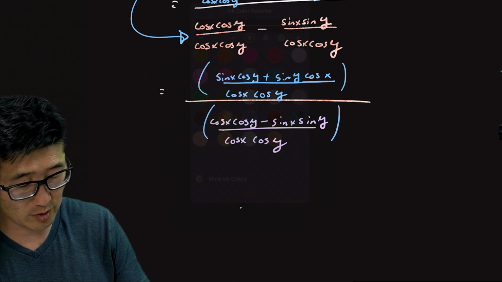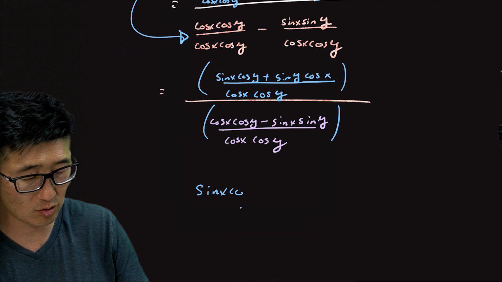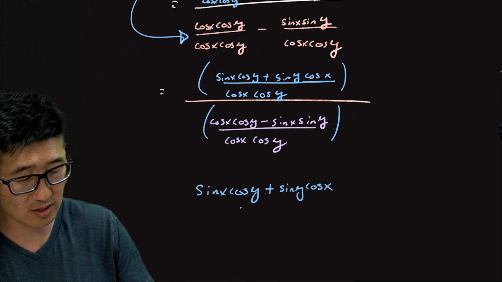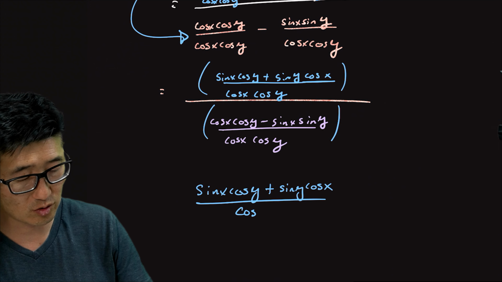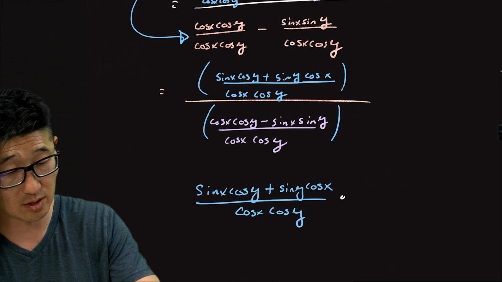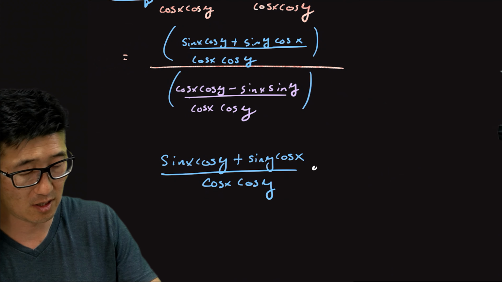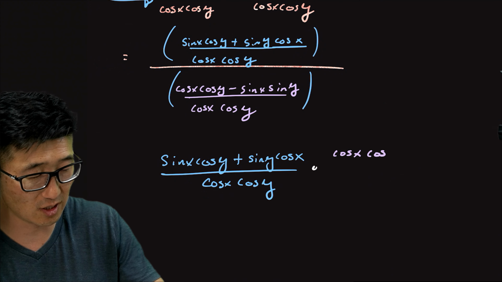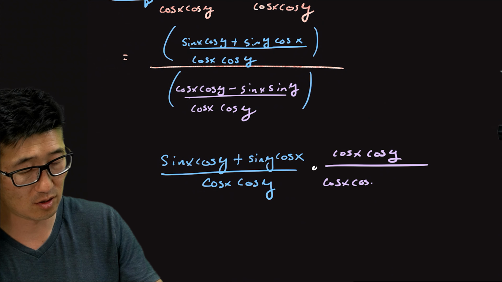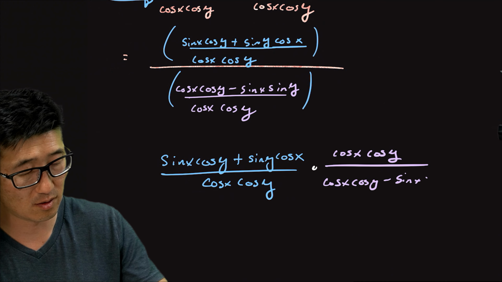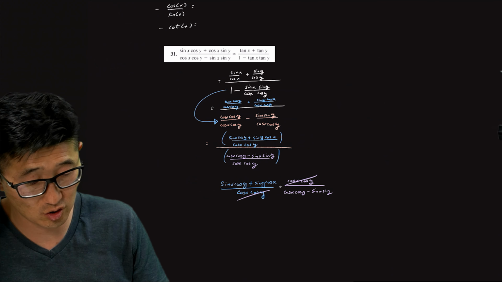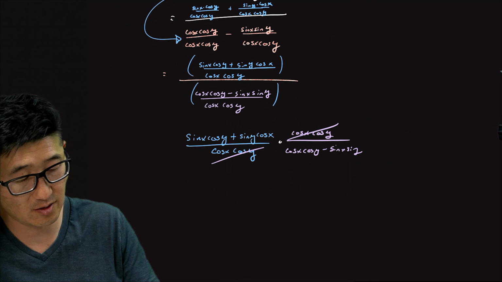So the numerator will become sine x cosine y plus sine y cosine x, all over cosine x cosine y, times... Do you see something's going to cancel out? Do you see it? Yeah, the cosine x and the cosine y. Yes. Cancel, and your final answer will look just like the left side, right?